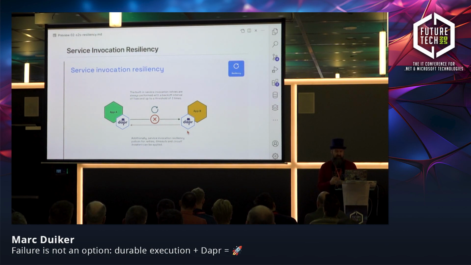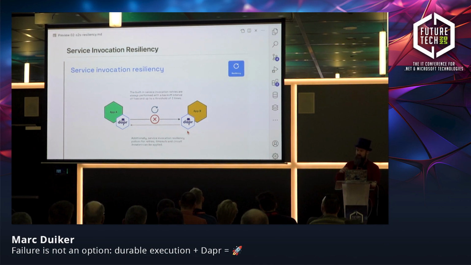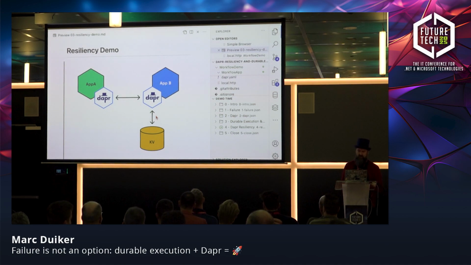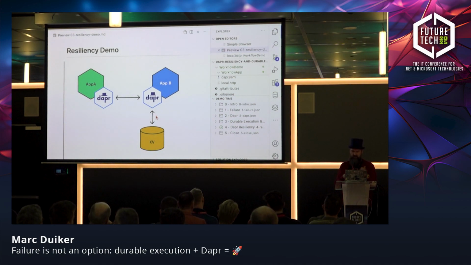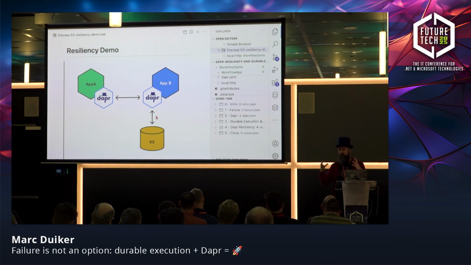Probably many people have used or know about Polly, for instance, which can also do all of these policies. In that case, you still have to include a package and configure it. Dapr already has that built in, but you can still override it, and I will show you how. By the way, you can do resiliency between service communication, like I'm demonstrating here. You can also have resiliency policies between a service and a component.